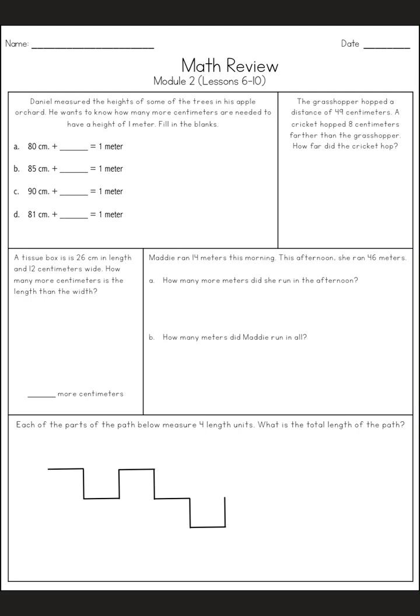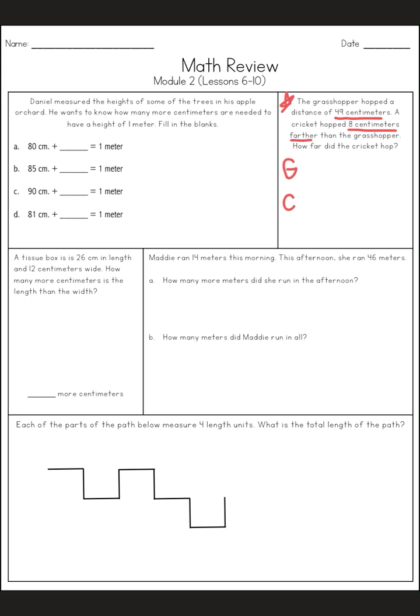On the back, we're going to start with this problem up at the top. It says the grasshopper hopped a distance of 49 centimeters. A cricket hopped 8 centimeters farther than the grasshopper. How far did the cricket hop? So we have a grasshopper and we have a cricket. We are going to use a strip diagram in order to find the answer to this problem.